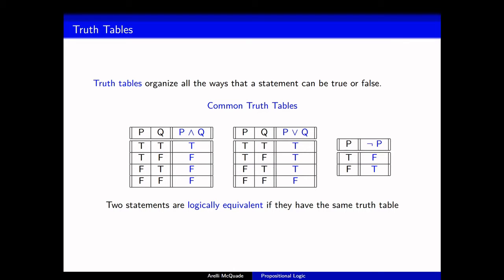An important idea in propositional logic is that two statements are logically equivalent if they have the same truth table. And this should make sense. If they have the same truth table, that means that whenever P and Q are true and false, whatever the statement is true or false, it's exactly the same for both of these statements. And so, they should be logically equivalent. And we wouldn't be able to tell the difference between the statements because the output is always the same.